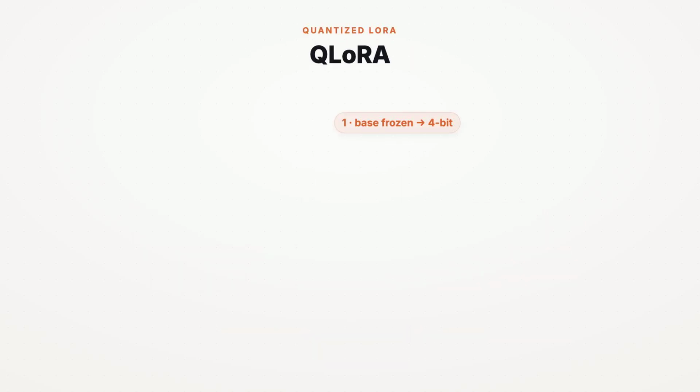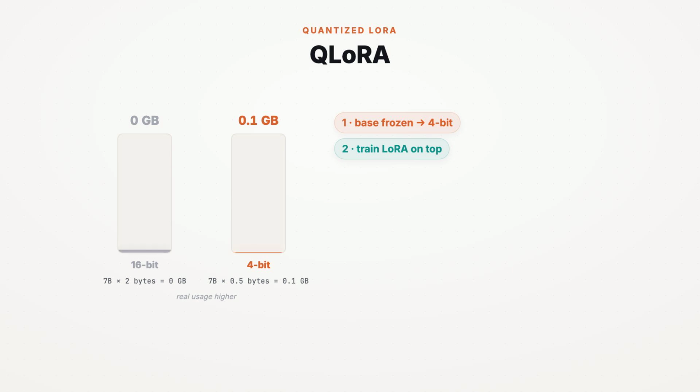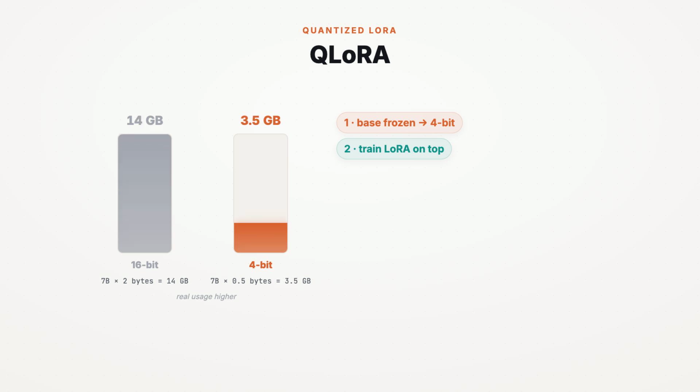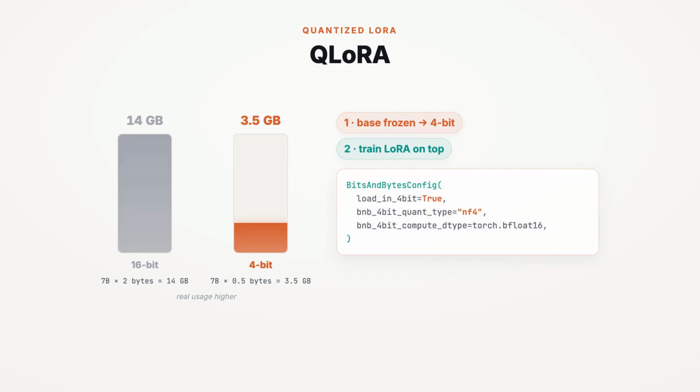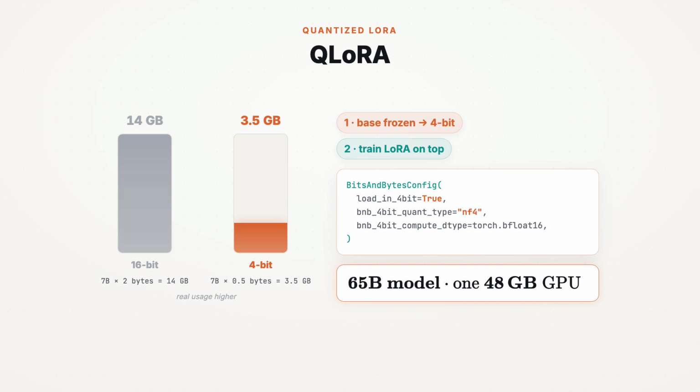QLoRA squeezes further. First, freeze the base model and compress it to 4-bit. 7 billion weights at 16 bits is about 14 gigabytes. At 4 bits, about 3.5. Then train small LoRA adapters on top. The QLoRA paper fine-tuned a 65 billion model on a single 48 gigabyte GPU. It uses less memory than plain LoRA, though it can be a bit slower. Reach for it when the model just won't fit in normal memory.